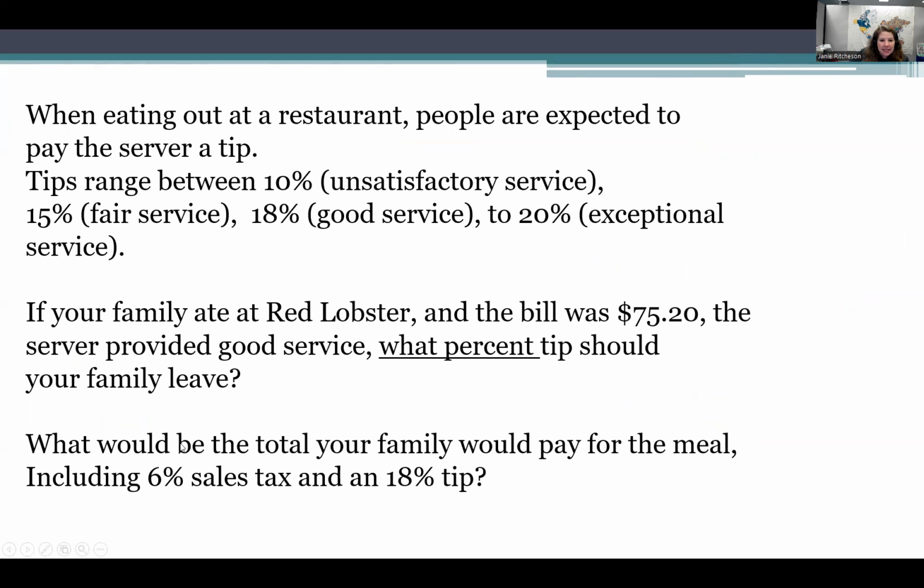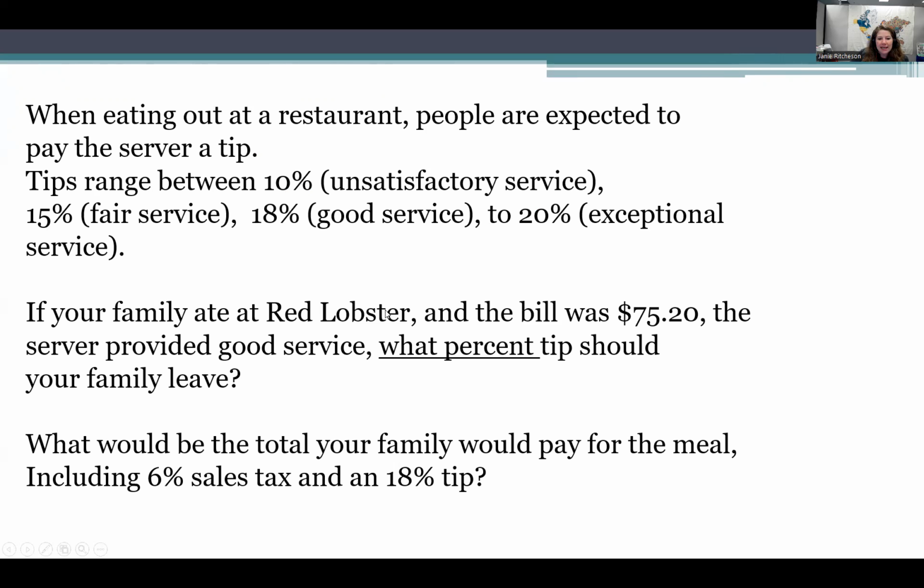All right, when you guys go out to eat at a restaurant, people are expected to pay the server a tip. If you're unsatisfied, you should still tip though, because the waitresses and waiters make very little money per hour. Even if you're unhappy, you should still leave 10%. That's a very bad tip, but you're sending your point. If they did a fair job, you pay about 15%. If they served you very well, you were happy, 18% of your price, and exceptional service, 20% of your bill.